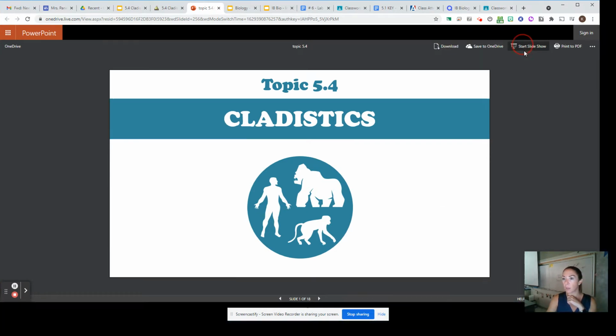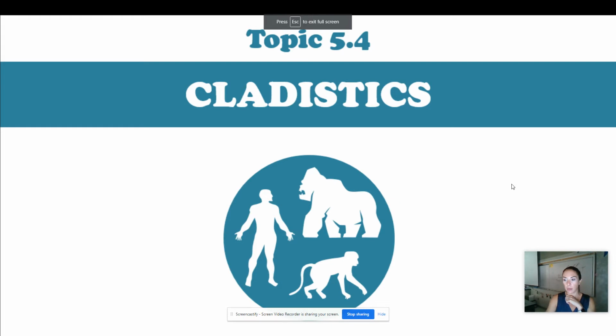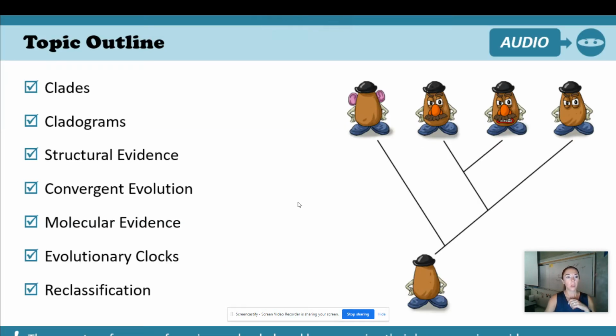Here's what we're going to go over. You don't need to write this down, but before you're done with this lecture, you should have a good understanding of what is a clad, what is a cladogram, how do we use structural evidence, meaning like we've already talked about homologous and analogous structures, convergent and divergent evolution, and then how we use molecular evidence, like DNA, and then because of all those things, how we reclassify them. So that's what we'll be going over in this lecture.